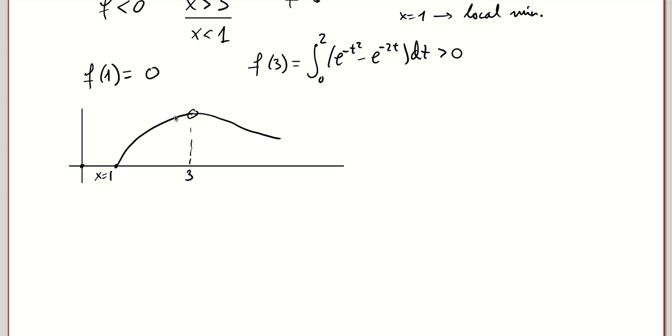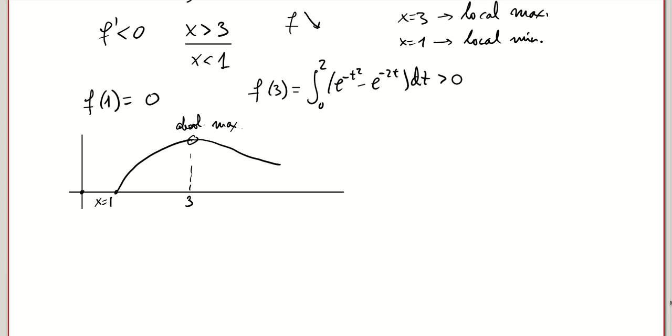So this is not only a local maximum, it's an absolute maximum. Okay, so the absolute maximum is found at x equal to 3. This is absolute, right?